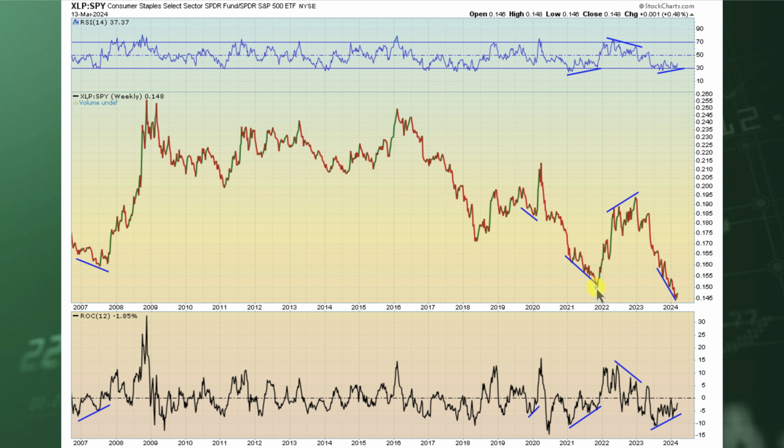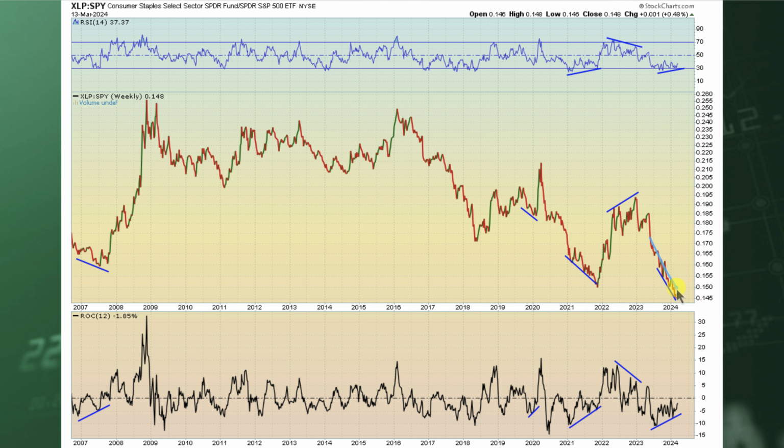And into 2022, we saw the outperformance in XLP, okay? And then it turned when we started to see a negative divergence in the RSI and a negative divergence actually in the rate of change. Why am I bringing this up now? Because we've been seeing a positive divergence forming in the RSI and in this rate of change.